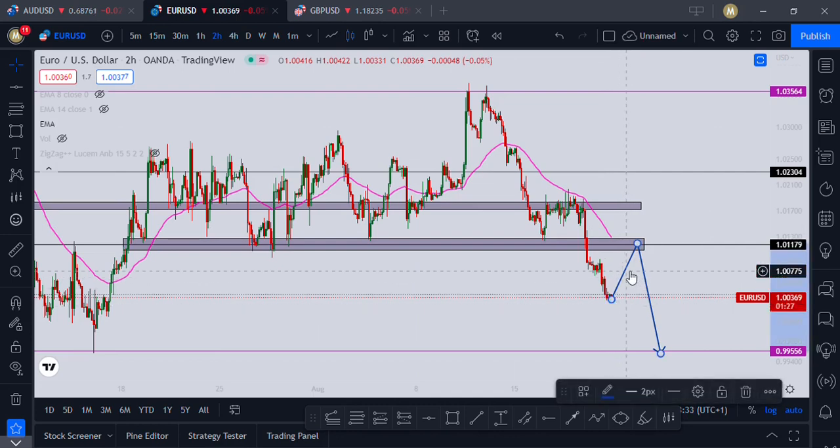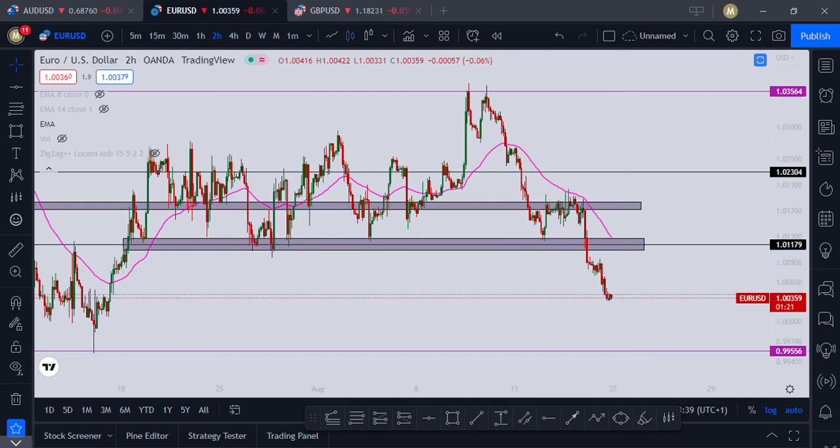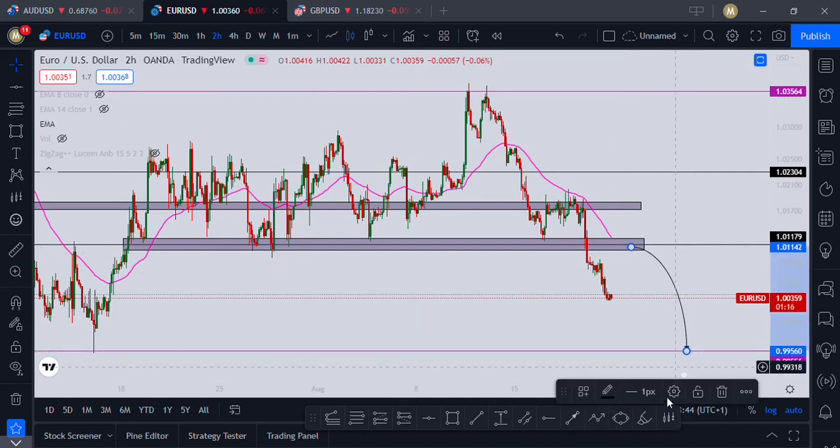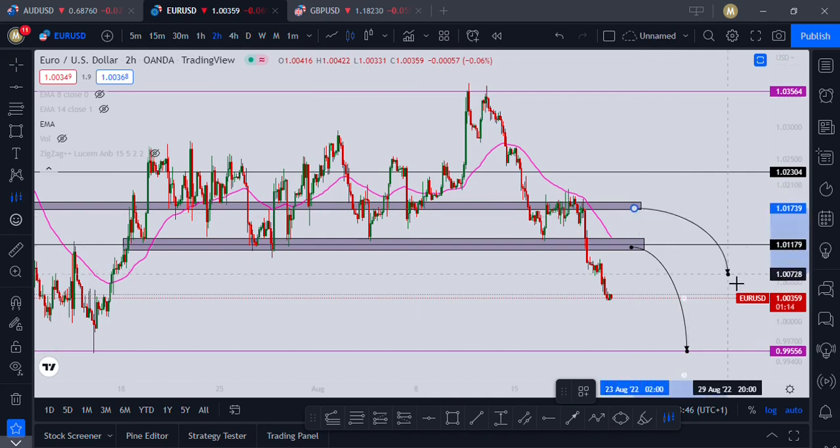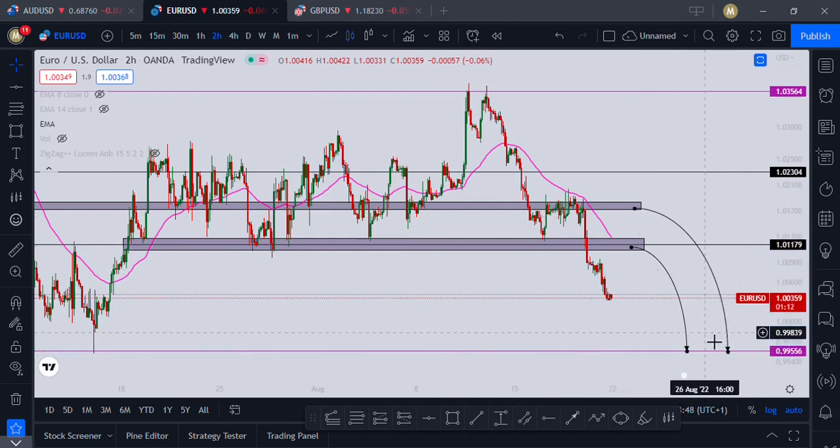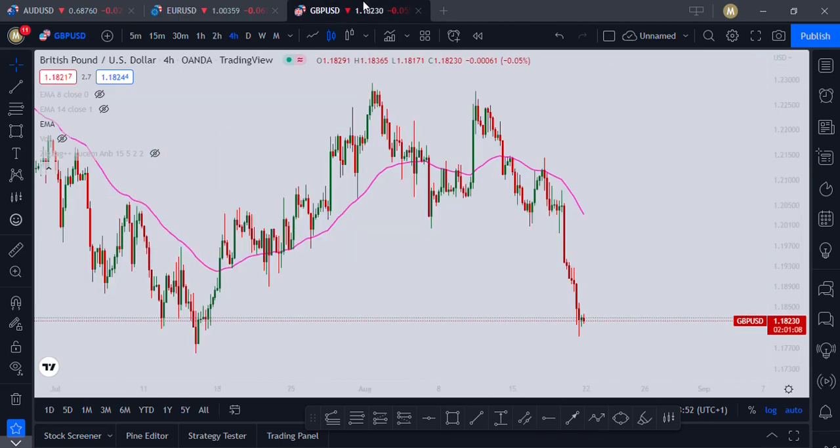So it all depends on the confluences I find in each area. That's what is going to make me take the trade. So the areas where I'm expecting entry are the first area and the second area. So that's all for Europe USD. Let's move on to GBP USD.